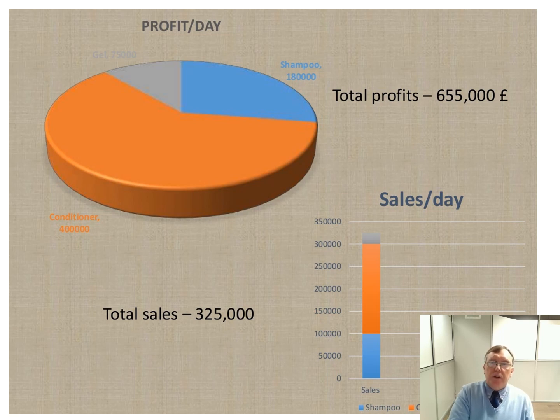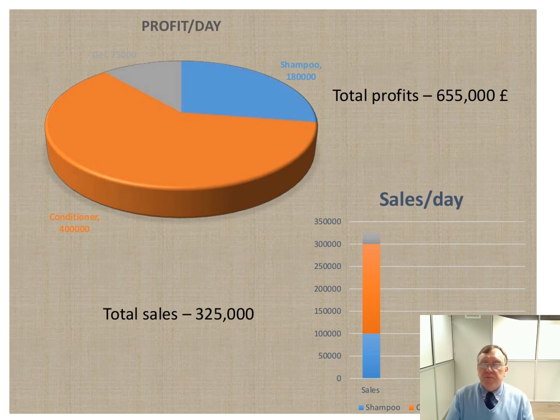Now we're looking at profits per day. So total sales, 325,000. Conditioner, obviously the profit margin, as you can see on conditioner, is much higher at 400,000. Gel, 75,000, 180,000 on shampoo. So total daily profits, £655,000. So quite a lot of money then, getting on towards, well, it's probably about 800,000 euros at the moment.